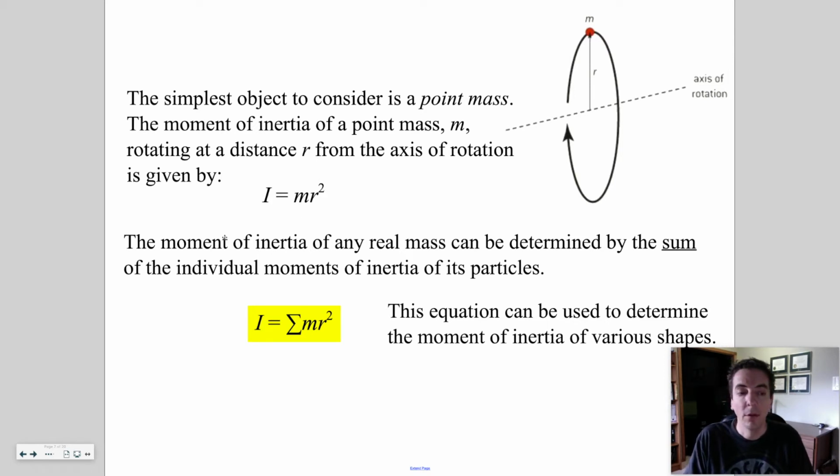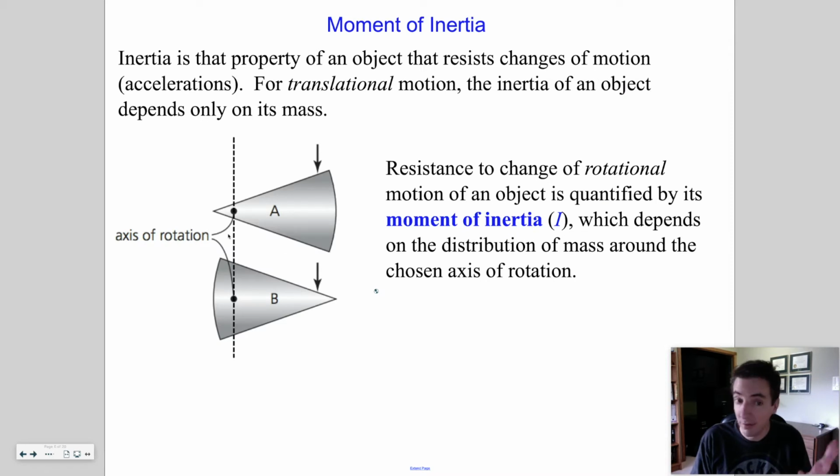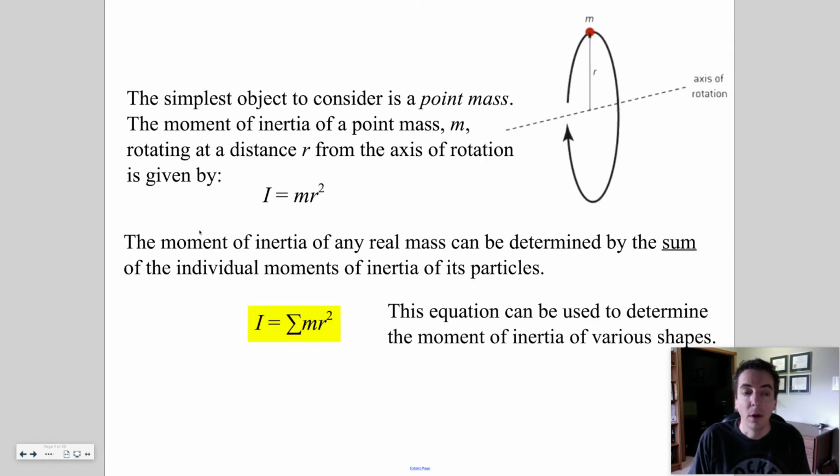Okay, but if you've got an actual object, something besides a point, the moment of inertia of any real mass can be determined by the sum of the individual moments of inertia of its particles. So if you've got an object made up of n particles, it's the sum of the individual moments of inertia of all of the particles put together.